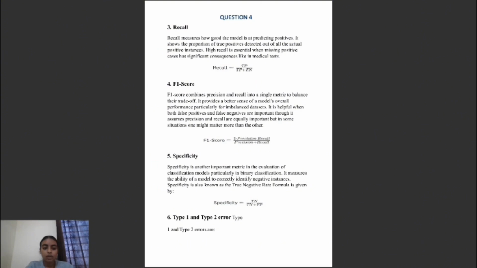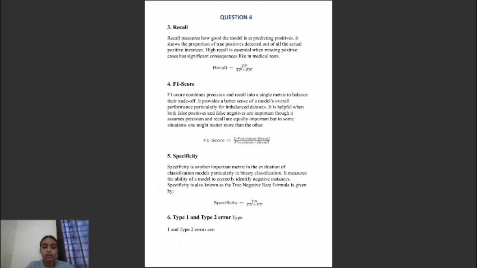Next we have recall. Recall tells us how many actual positive cases the model was able to correctly detect. High recall is important when missing a positive case is very risky, such as in medical diagnosis. Its formula is recall equal to true positive upon true positive plus false negative.